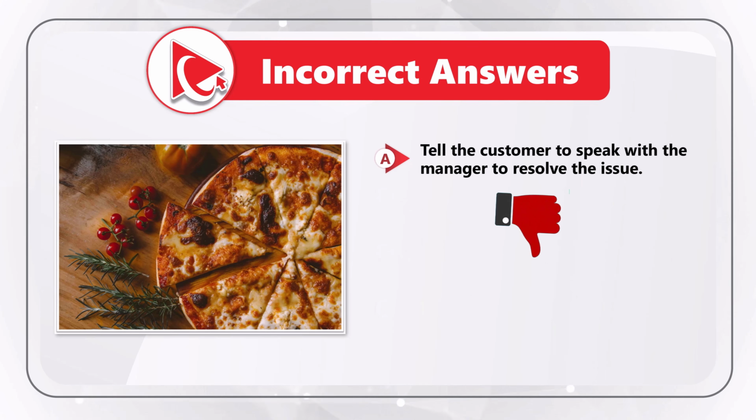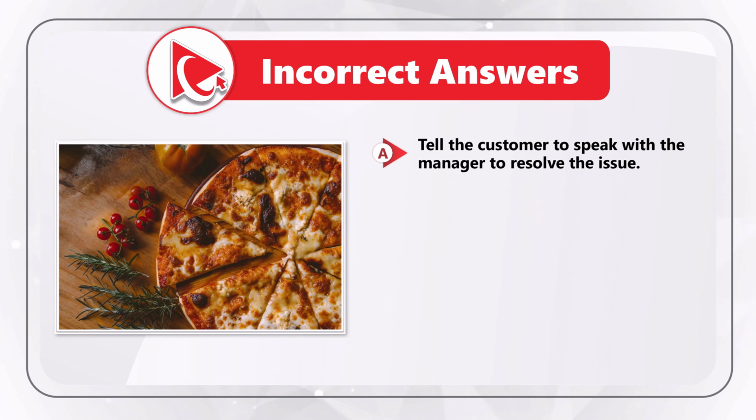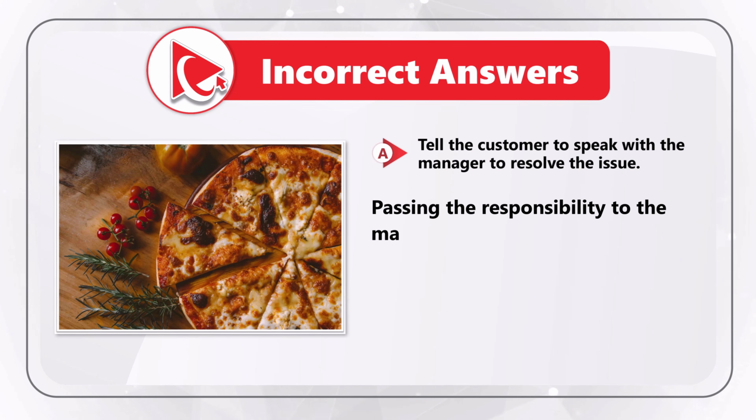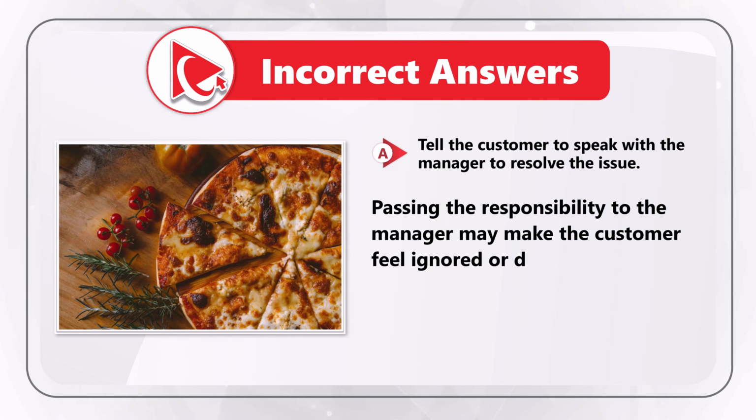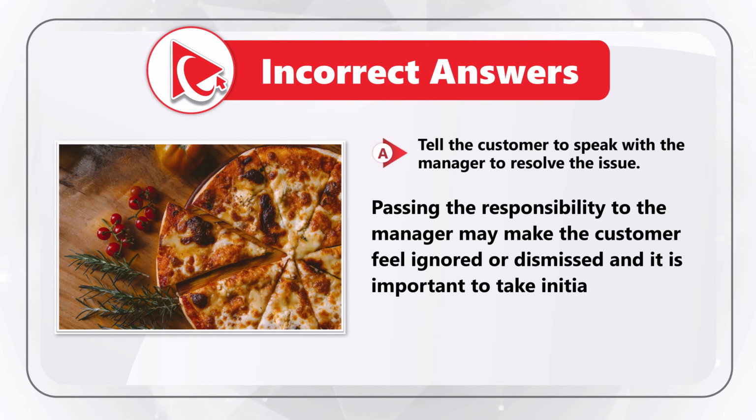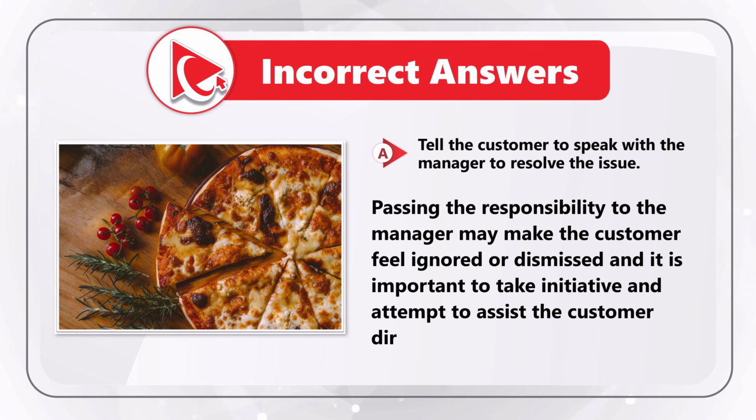Based on these 4 principles, let's look at the incorrect answers and why you might avoid selecting them. Choice A: tell the customer to speak with the manager to resolve the issue. Using this selection passes the responsibility to the manager and may make the customer feel ignored and dismissed, and it is important to take initiative and attempt to assist the customer directly.